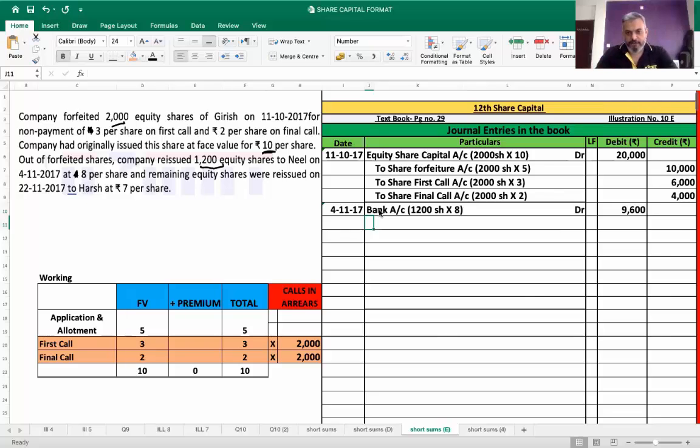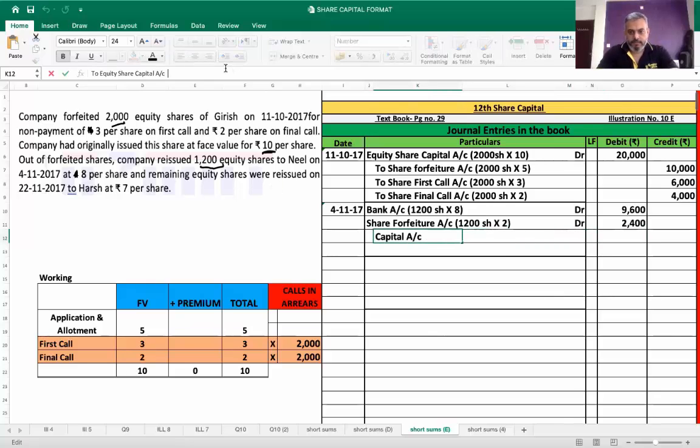Now 10 rupees ka share we are giving at 8 rupees. So share forfeiture account debit, 1,200 shares into rupees 2 per share, 2,400. To equity share capital account, 1,200 shares into rupees 10 per share, face value 12,000.